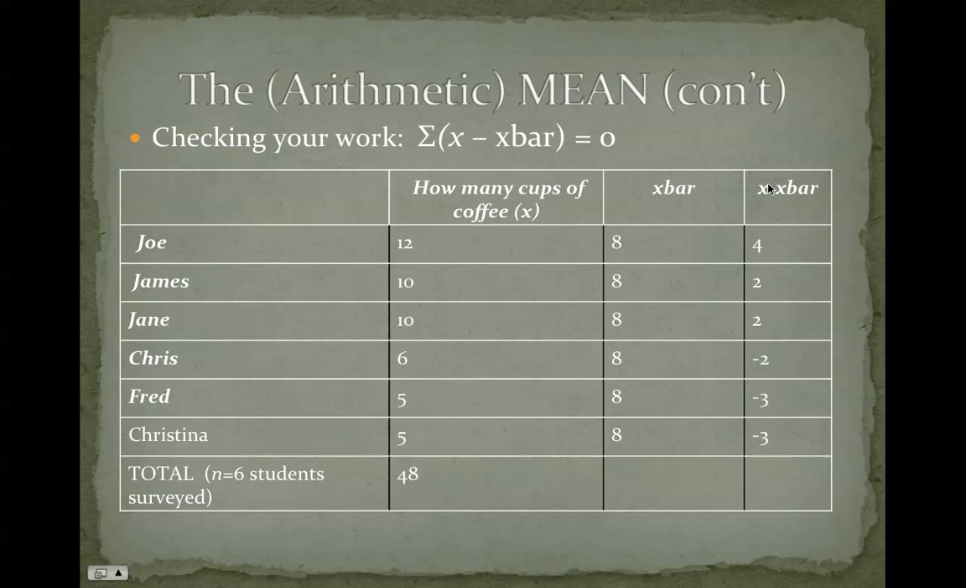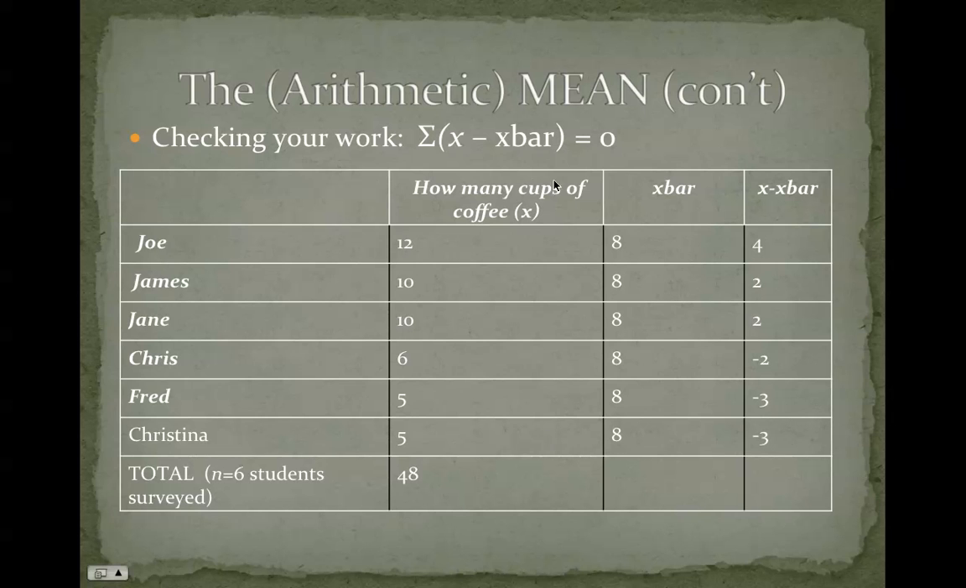And I add a last column here called X minus X bar. So it's this column minus this column equals this, okay? So 12 minus 8 equals 4. 10 minus 8 equals 2. 10 minus 8 equals 2. 6 minus 8 equals negative 2. 5 minus 8 equals negative 3. And 5 minus 8 equals negative 3.